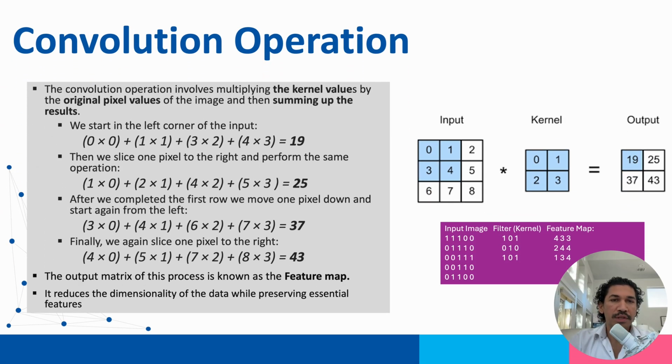The convolutional operation consists of three main steps. First, multiply and sum. Filter values are multiplied with the corresponding pixel values. Second, feature map creation. The summed result forms a feature map that highlights the key features. And third, dimensionality reduction. This reduces the image size while retaining all the essential information.